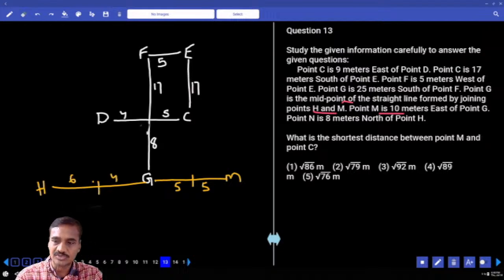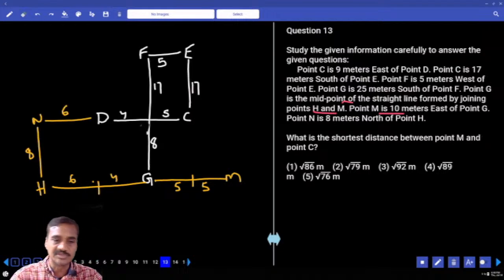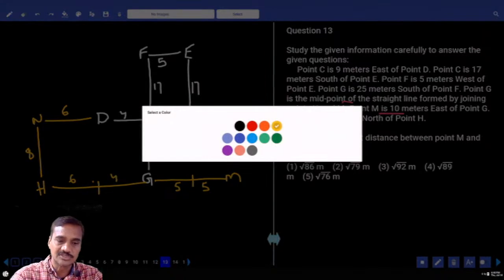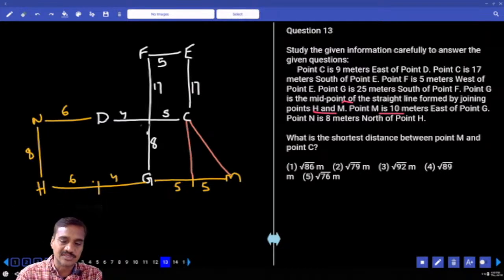N is 8 meters to the north of H, so N must be here. The distance is 8 meters. Now the distance between these two is 6 meters. Then the shortest distance between M and C. Where should C be for the shortest distance? Here. This is 5, this is 8. Now 5 square plus 8 square is 64 plus 25, root over 89, choice 4 for question 13.